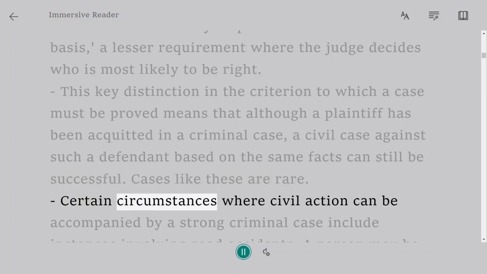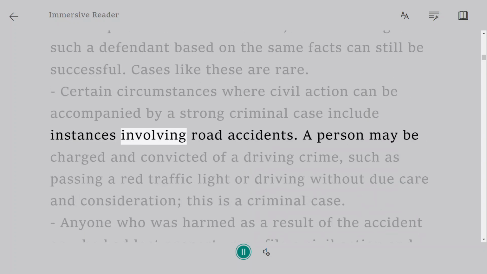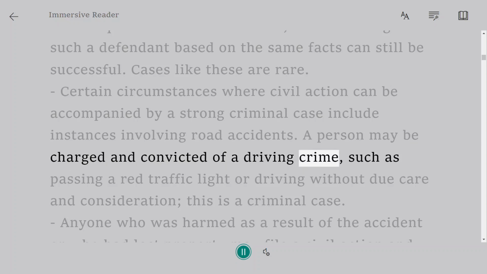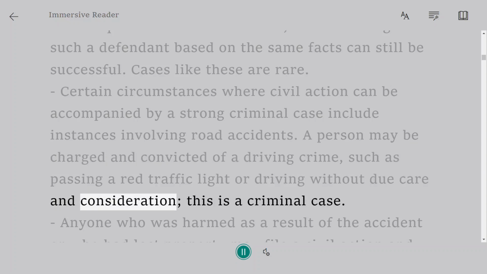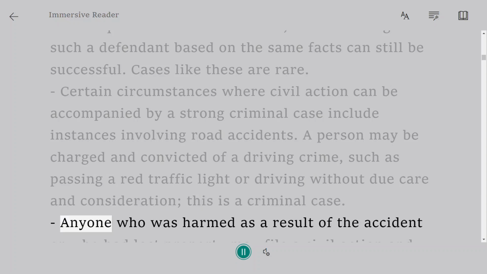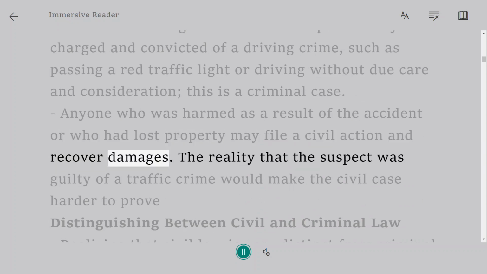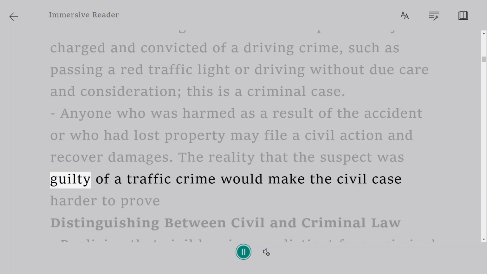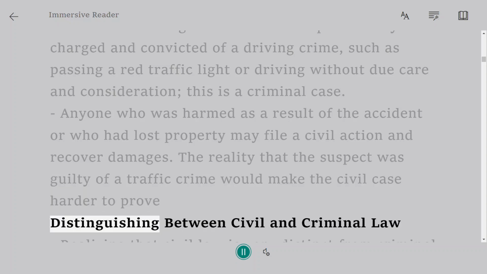Certain circumstances where civil action can be accompanied by a criminal case include instances involving road accidents. A person may be charged and convicted of a driving crime, such as passing a red traffic light or driving without due care and consideration. This is a criminal case. Anyone who was harmed as a result of the accident or who had lost property may file a civil action and recover damages. The fact that the suspect was guilty of a traffic crime would make the civil case easier to prove.